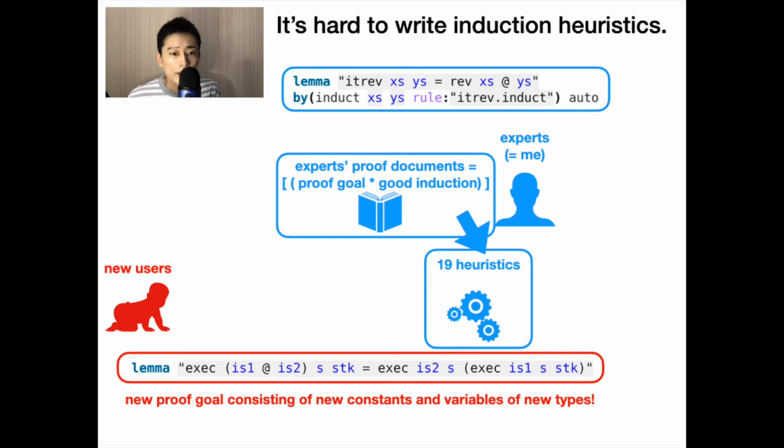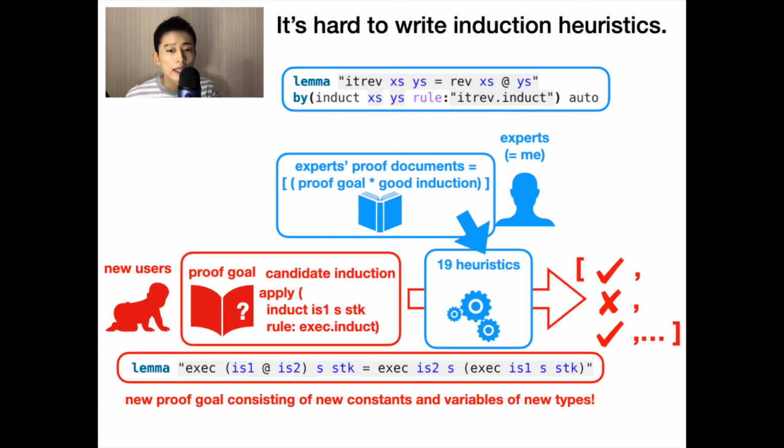In the slide, I used blue to denote what we can see while developing Smart Induct, and I used red to represent what will appear after I release Smart Induct. These constants, names, and proof goals in red come into existence only after we develop Smart Induct. But still, we want Smart Induct to recommend how to apply induction to this new proof goal. This means induction heuristics we encode should be able to analyze problems that do not exist yet.